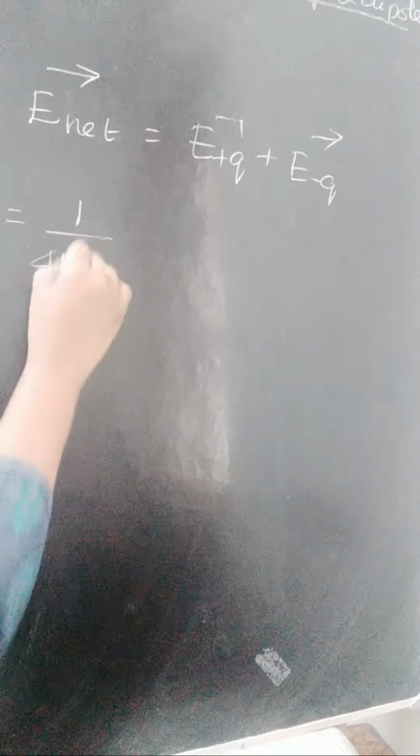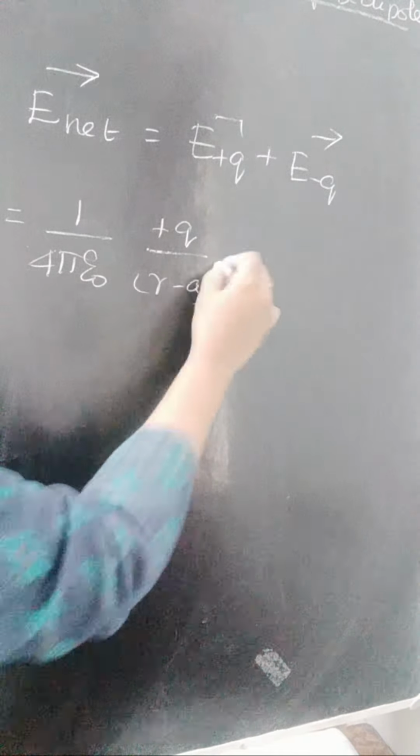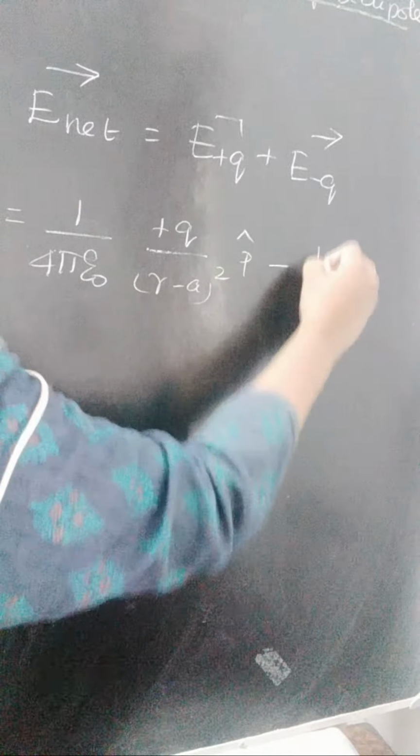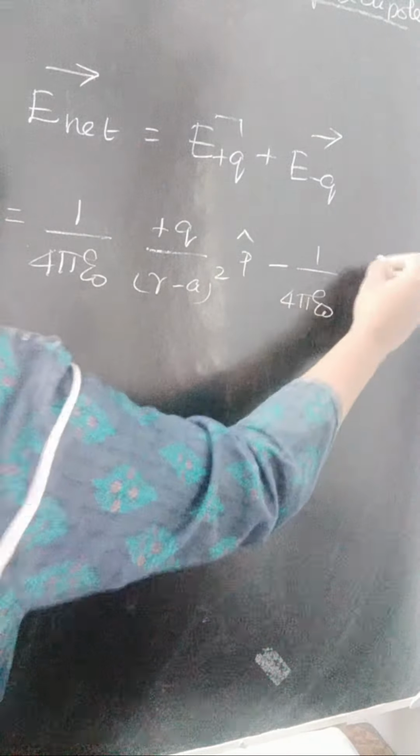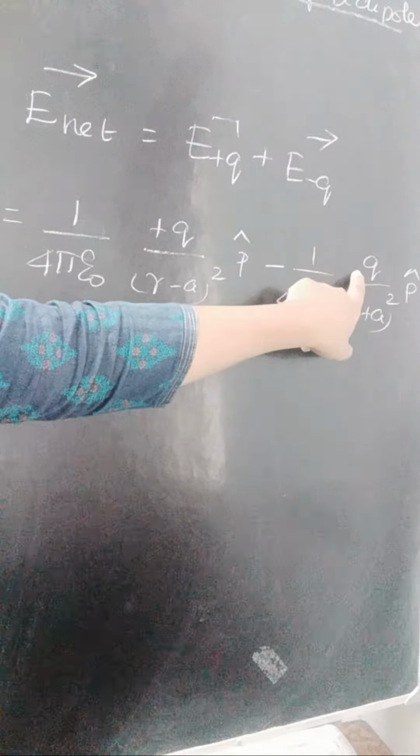So what is the formula? 1 by 4 pi epsilon naught plus Q divided by R minus A the whole square into P cap minus 1 by 4 pi epsilon naught Q divided by R plus A the whole square into P cap. Am I correct? Minus Q we had, no? So that minus I took here. E minus Q, right? Here we put minus there. In the previous equations we had minus here, right? Remember? And that minus I am taking here.